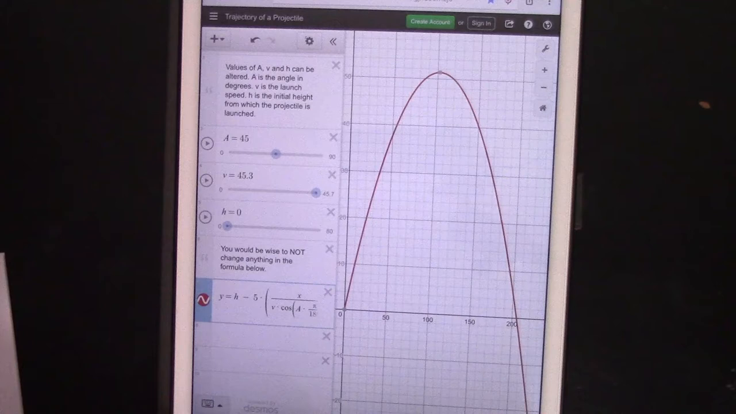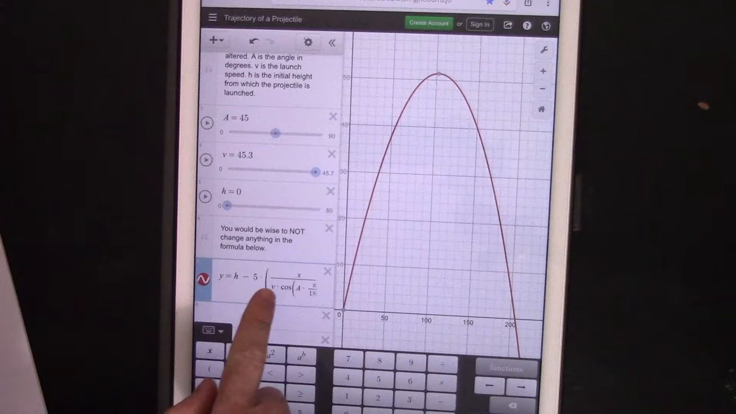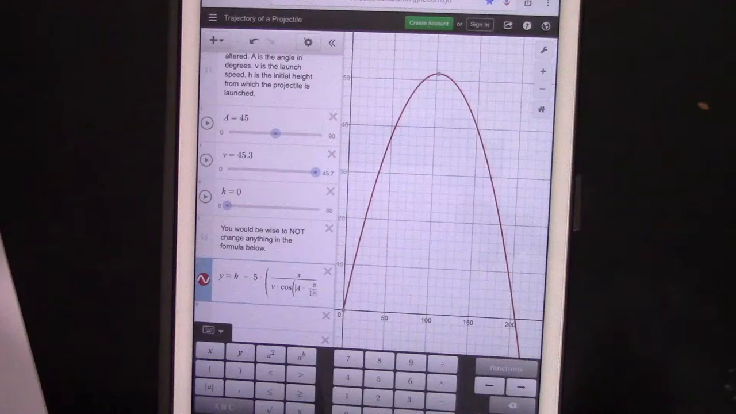What I've done here is, I've lost my pen. Well, I'll use my finger. I have put in the formula that we want, and this is our trajectory formula. There's several variables that we can then change in order to find the right combination to hit 200, 5.